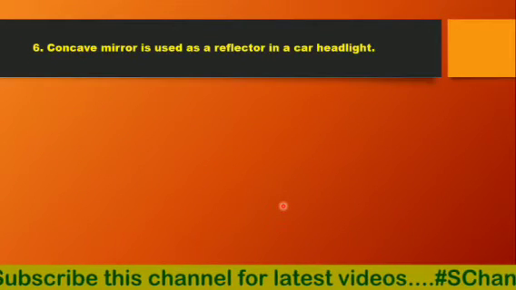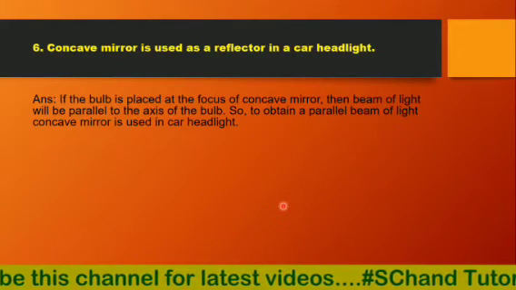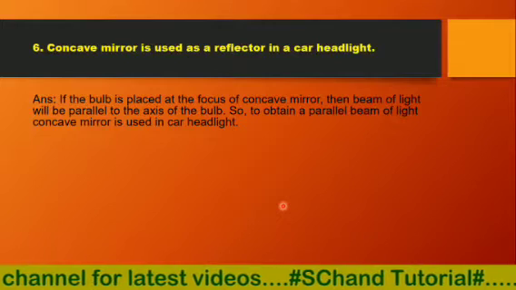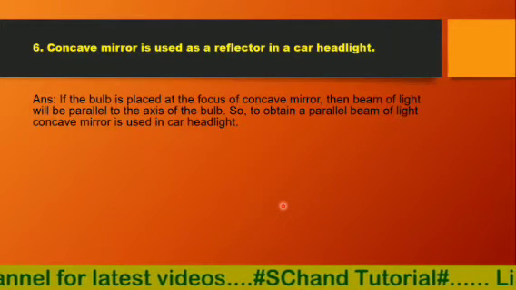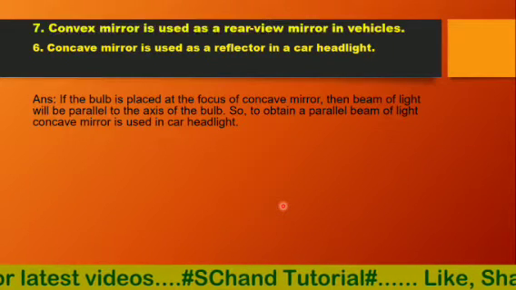Then we have: concave mirror is used as a reflector in car headlights. If the bulb is placed at the focus of the concave mirror, the beam of light will be parallel to the axis. So as to obtain a parallel beam of light, a concave mirror is used in car headlights.